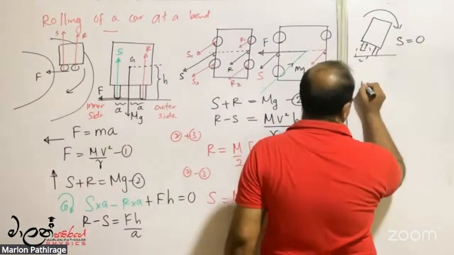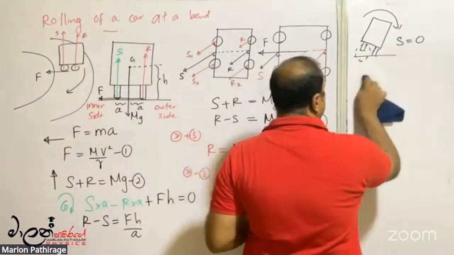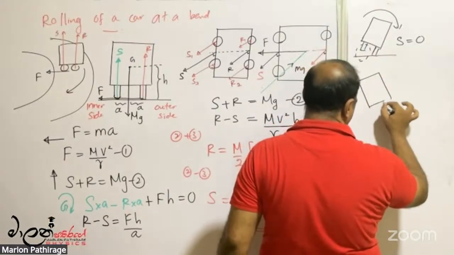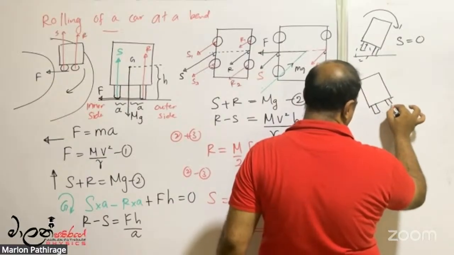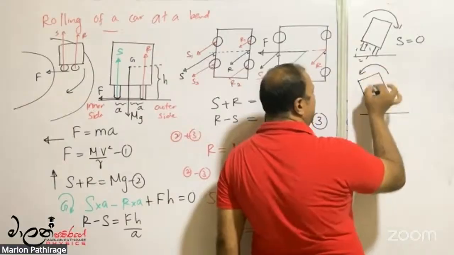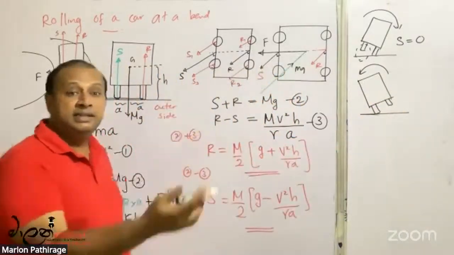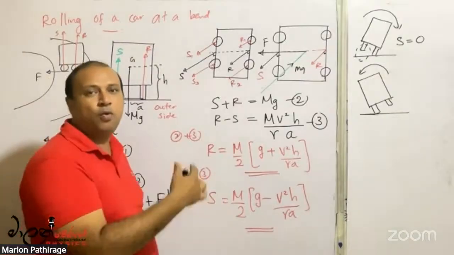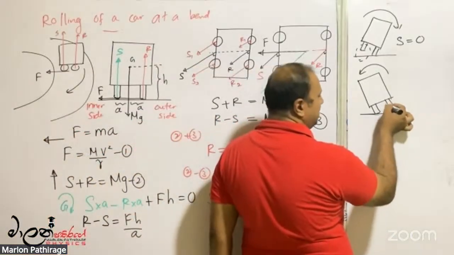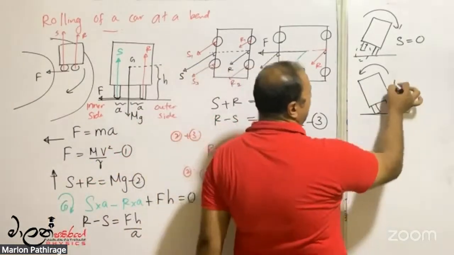Now look at this one. If this car rolls into the other side, what will happen? Definitely these tires, that means inner tire, this is outer tire. Outer tires will press up with it. They will raise up. Therefore, contact between the outer tire and the road will be lost. That means here R will be 0.